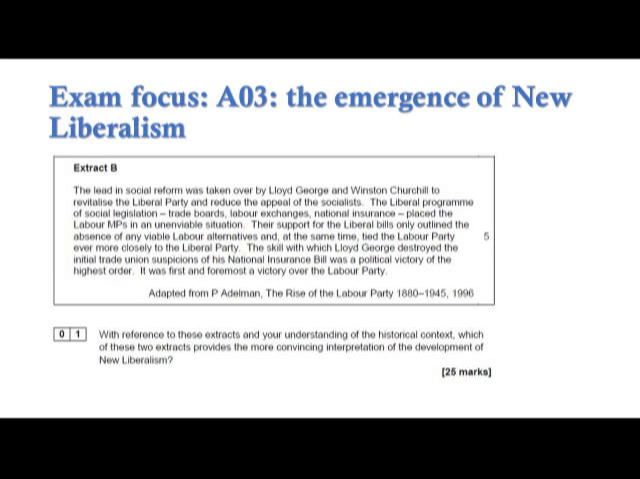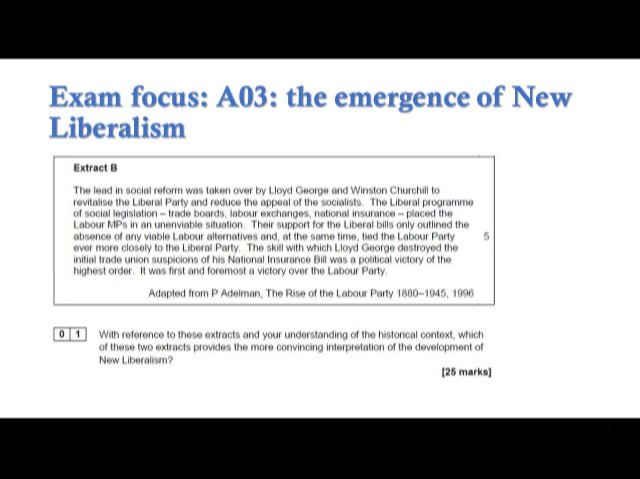The Liberal programme of social legislation placed the Labour MPs in an unenviable situation. Their support for the Liberal bills only underlined the absence of any viable Labour alternatives and tied the Labour Party even more closely to the Liberal Party. The skill with which Lloyd George destroyed the initial trade union suspicions of his National Insurance Bill, so National Insurance for Sickness and Unemployment Insurance in 1911, it says, was a victory of the highest order and first and foremost a victory over the Labour Party.